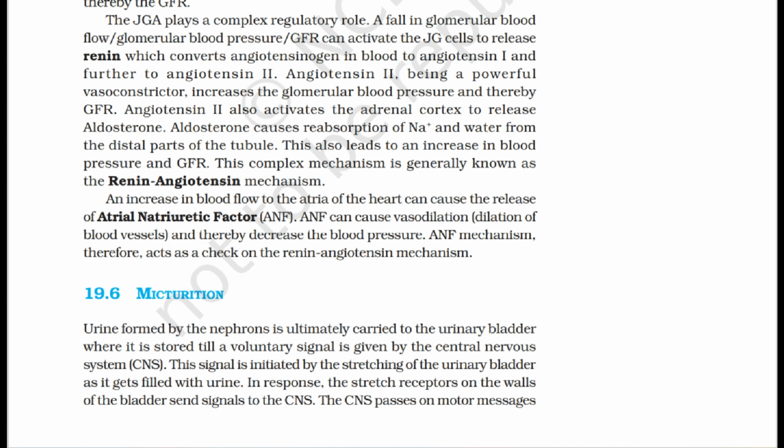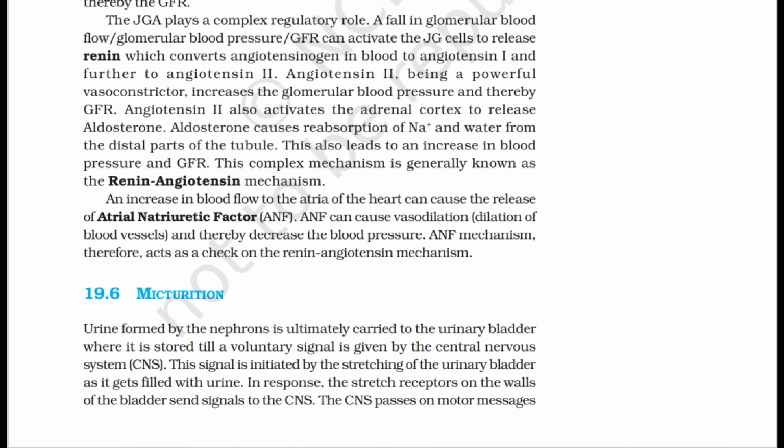Angiotensin II also activates the adrenal cortex to release aldosterone. Aldosterone causes reabsorption of Na+ and water from the distal parts of the tubule. This also leads to an increase in blood pressure and GFR. This complex mechanism is generally known as the renin-angiotensin mechanism.